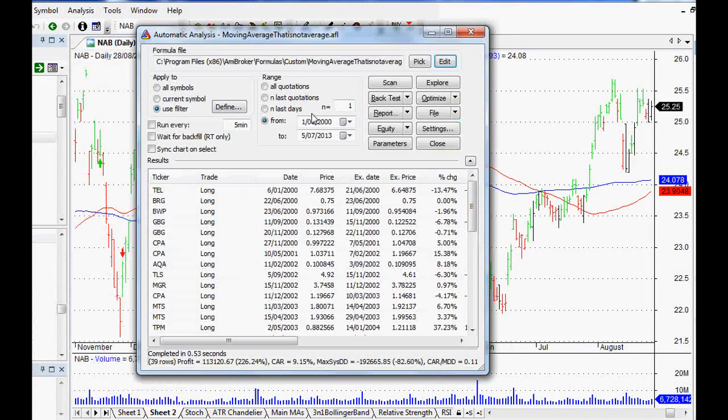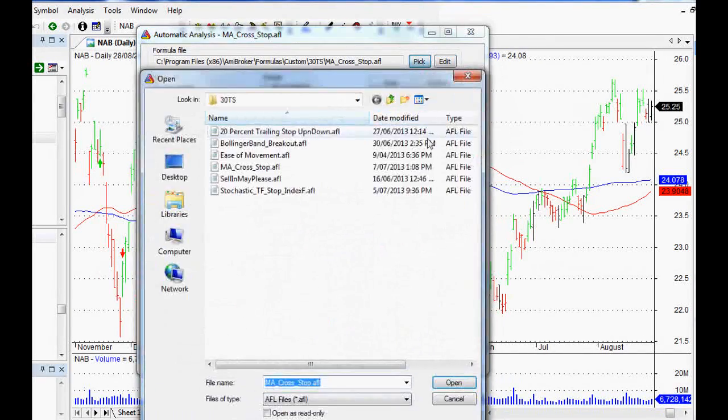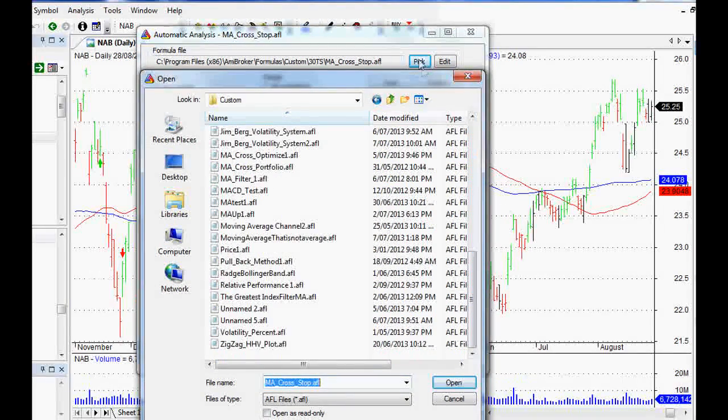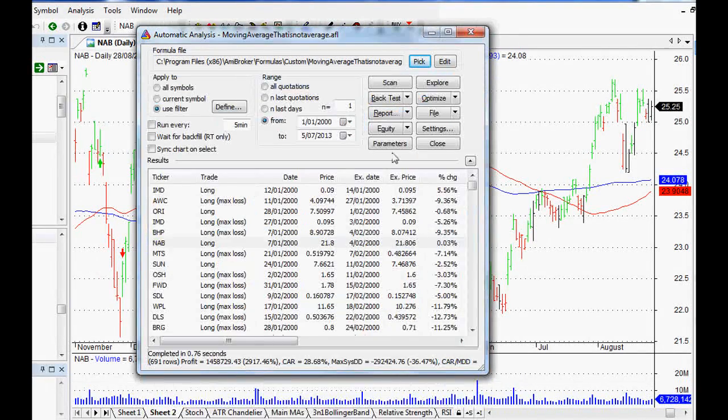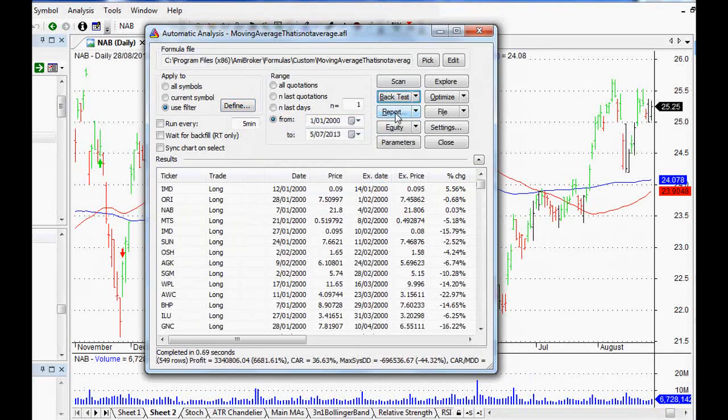You can use the new one as well. It's definitely up to your preference. Then we just make sure that we've got the correct formula that we're using. So we click on pick up here, and we want our moving average system that we created there. Once we've selected our moving average system, then all we have to do is click backtest, and let's see what the results are.